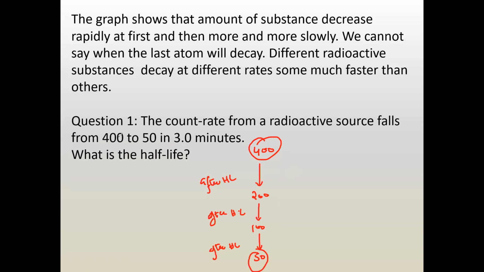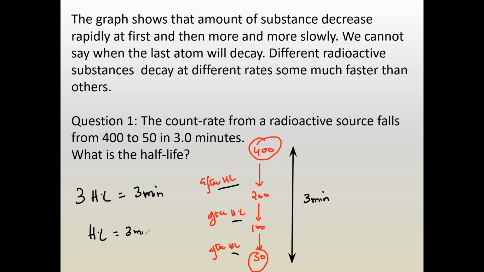And they mention that the radiation takes from 400 to 50 a total time of 3 minutes. So it means there are 3 half-lives, because this is the first half-life, this is the second and third. So there are 3 half-lives in 3 minutes. So what is the half-life? Half-life equals 3 minutes divided by 3. So 3 divided by 3 means each half-life is actually 1 minute.